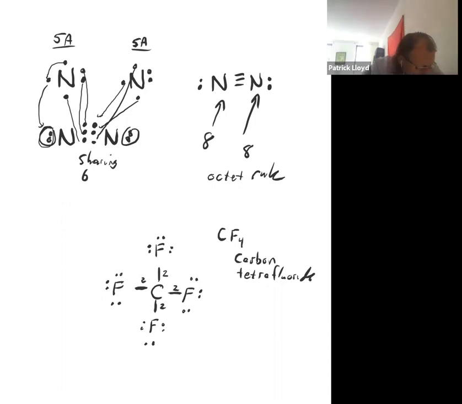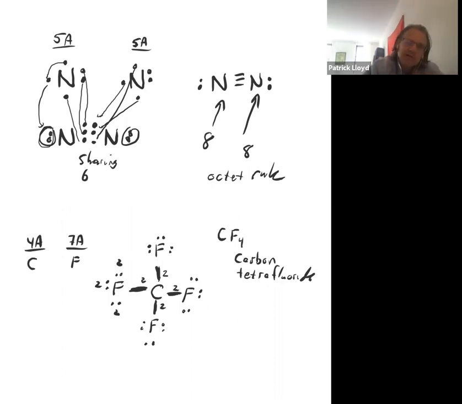But keep in mind, carbon is in group 4A. It only has 4 valence electrons. So what has happened? It's sharing the electrons with the fluorine, and now it has 8. Likewise, fluorine is in group 7A. It has 7 valence electrons. But in these Lewis structures, it has a total of 8.